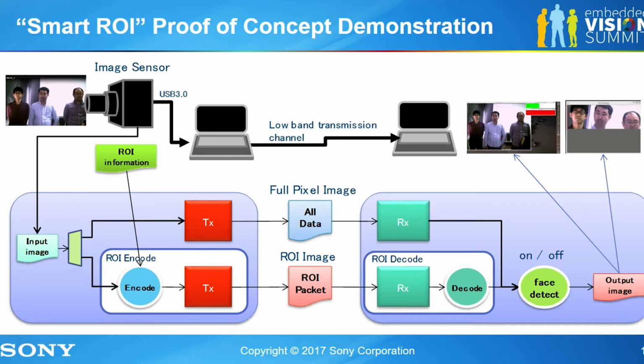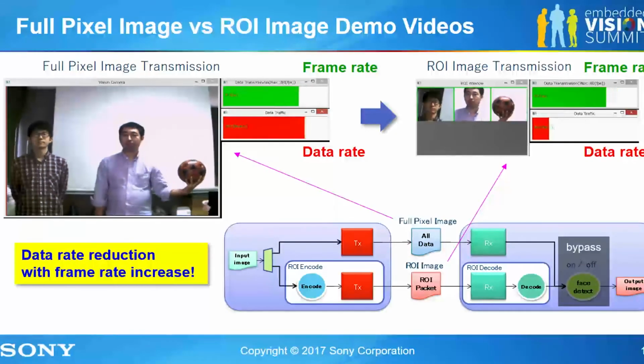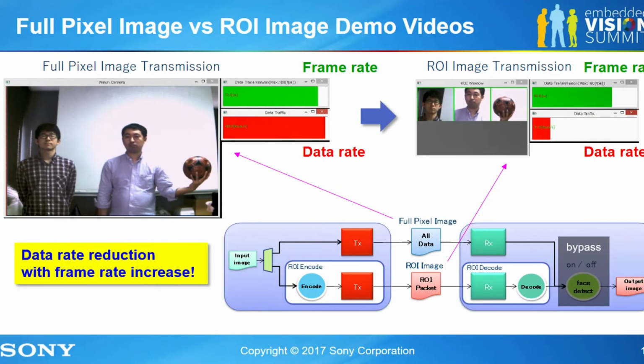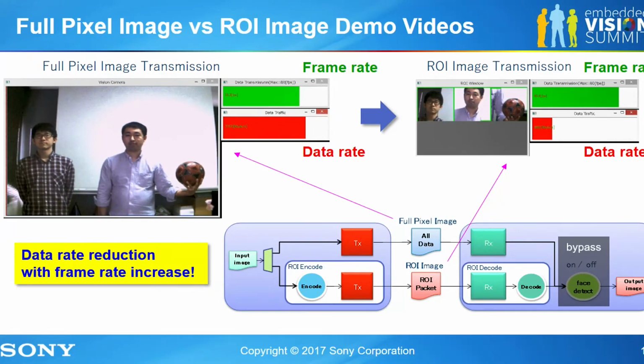So my colleague is playing, I don't know, soccer. Right? In this case, 3 ROI windows, 2 faces and 1 ball, a soccer ball. And as you can see, it's simple. We can reduce the data rate, the amount of data to be transmitted, and then we can increase the frame rate a little bit. So we can deliver this data information even over a very limited bandwidth channel.